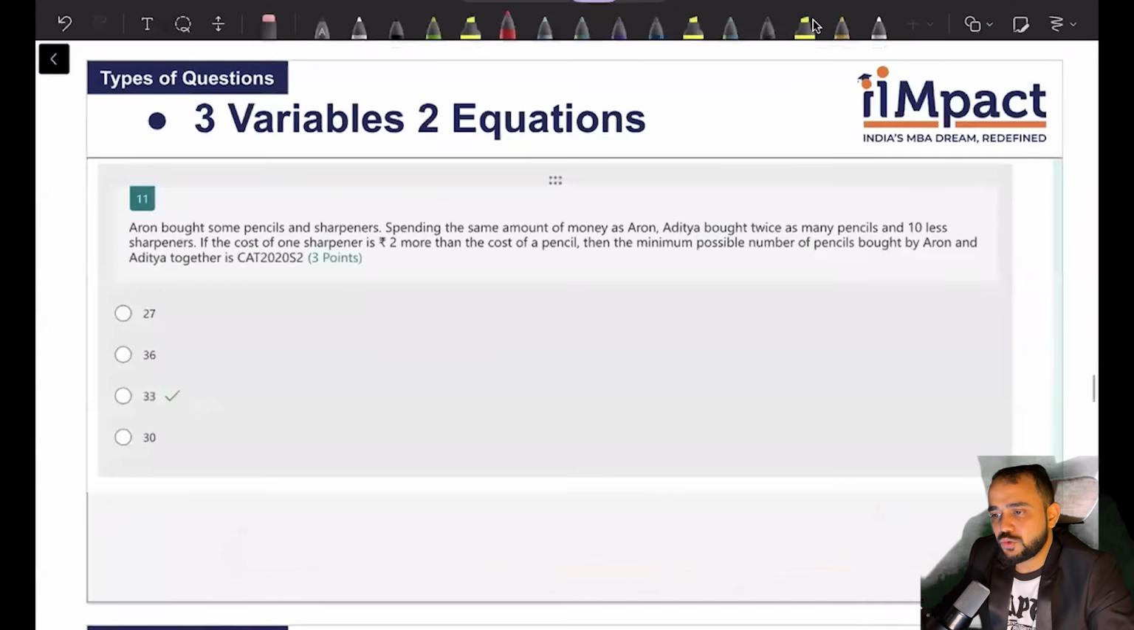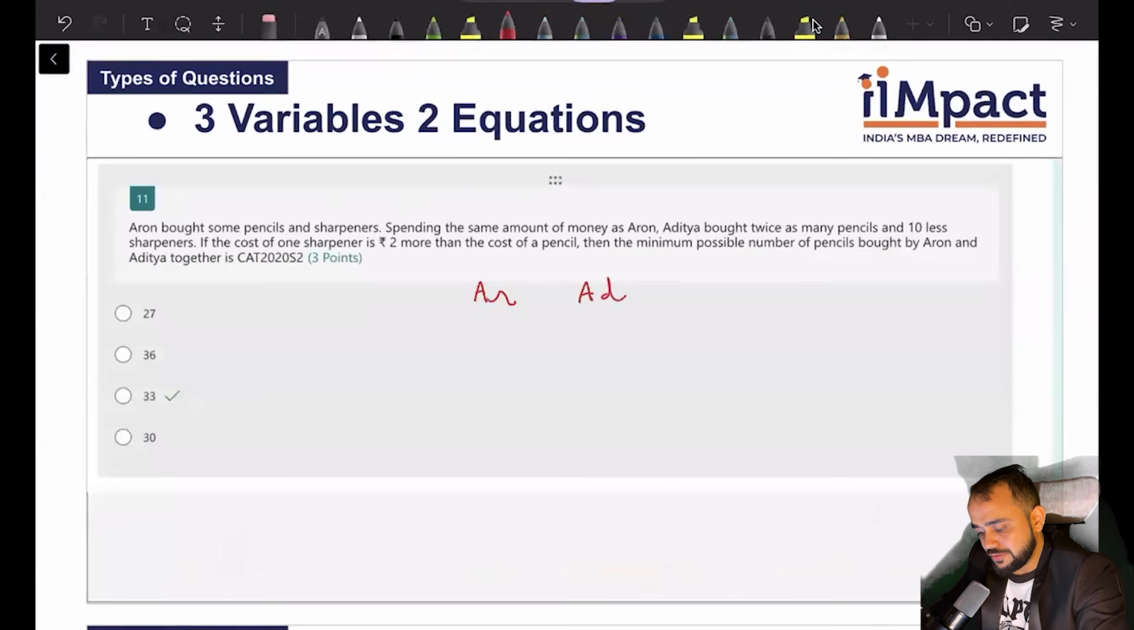All right. Next question. Aaron bought some pencils and sharpeners, spending the same amount of money as Aditya. Aditya bought twice as many pencils and 10 fewer sharpeners. So now, obviously, there are demarcations. There are people here. I have Aaron, I have Aditya, and I will have some price for each of these. So let me write sharpener and let me write pencil.